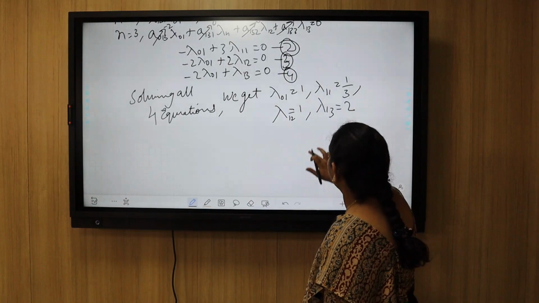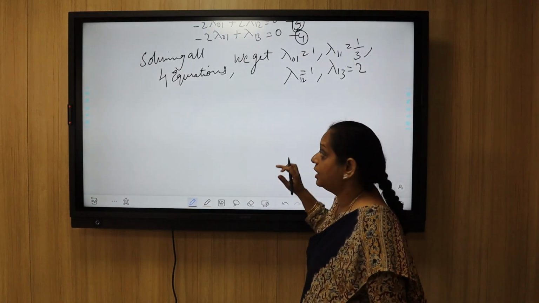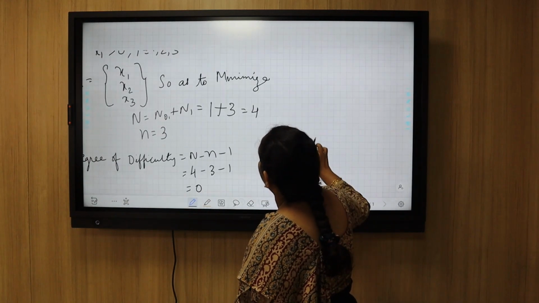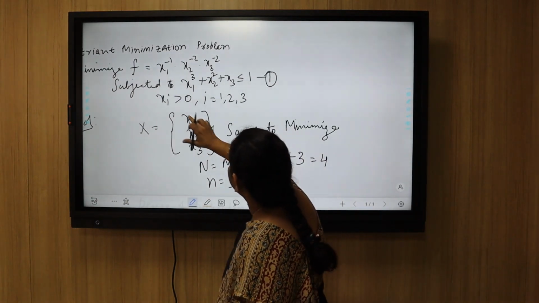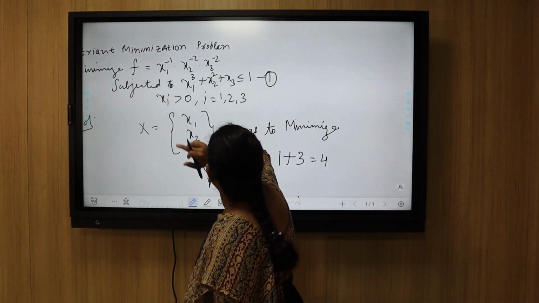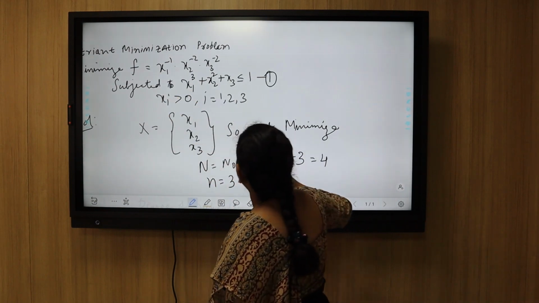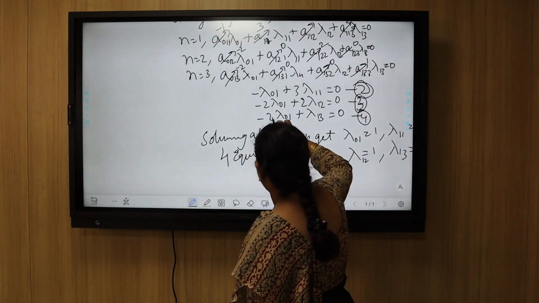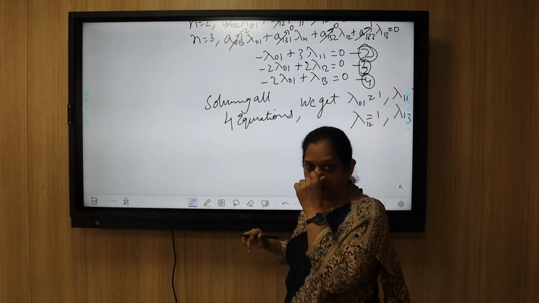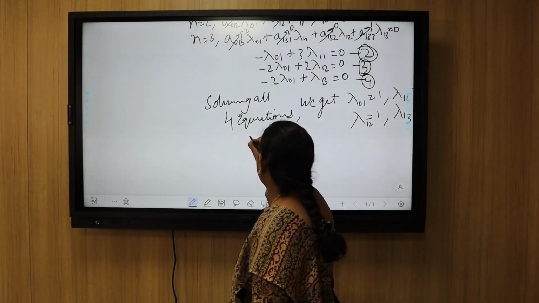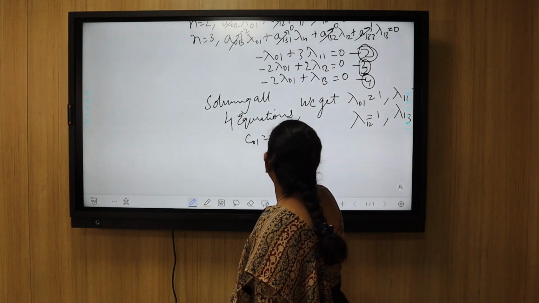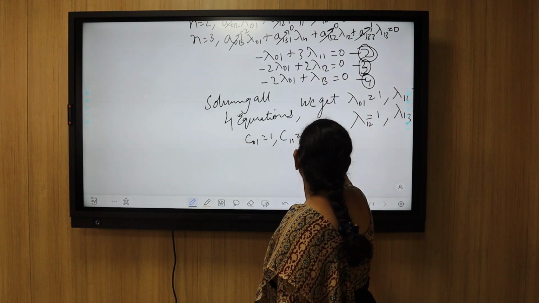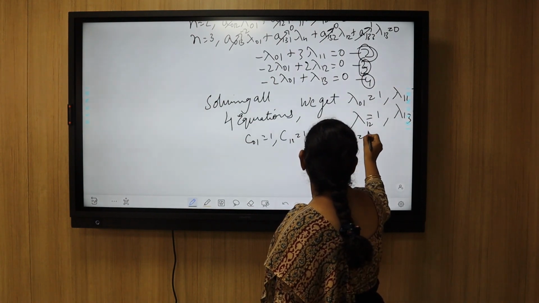So then what are the C values here? From the table, from the problem we had got C01 equal to 1, C11 equal to 1, C12 equal to 1, C13 is also equal to 1.